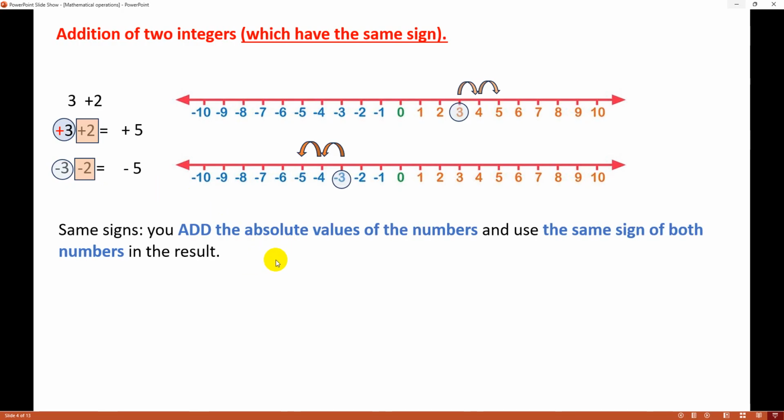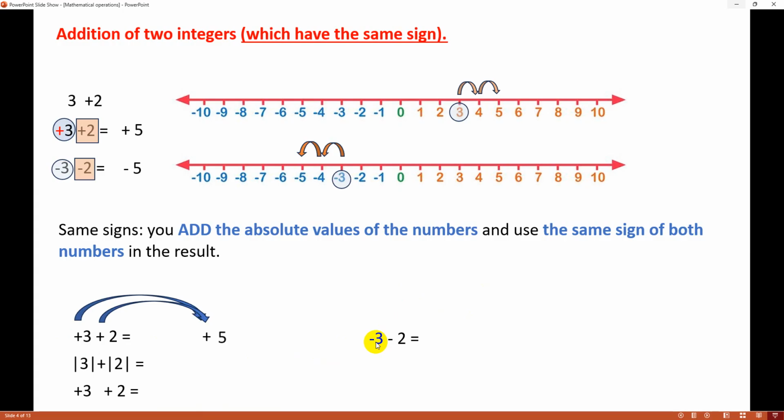Now, as a general rule, when you have same signs, you always add the absolute values of the numbers, and you use the same sign of both numbers in the result. Right? If we have positive 3 plus positive 2, you take the absolute values of them, basically you get the same numbers, right? You get positive 3 plus positive 2. And the result is 5. You add them, and because both numbers are positive, the result is going to be positive.